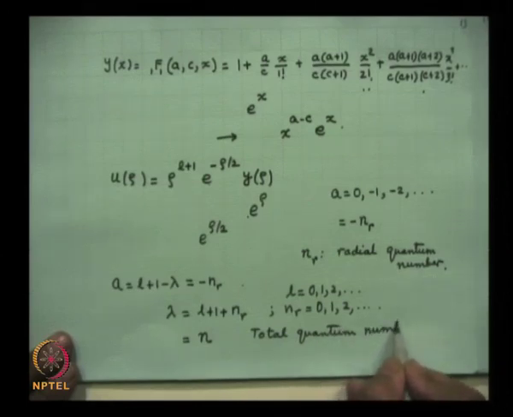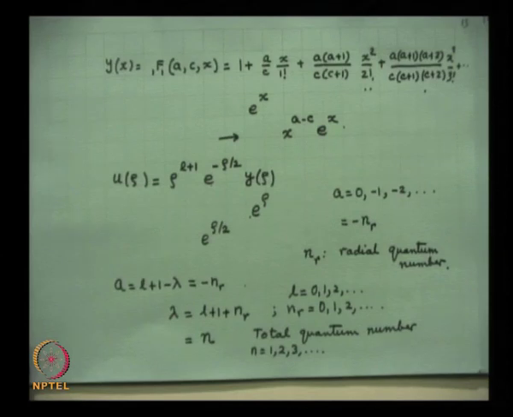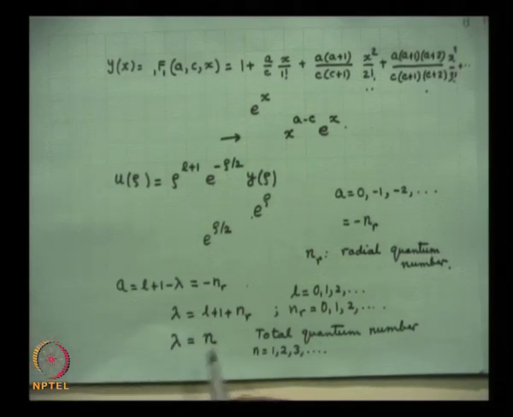And n can only take values 1, 2, 3, 4, etc. So, this is my total quantum number. So, we have proved that for the wave function to be well behaved, that is, for the wave function not to blow up at infinity, lambda must be equal to an integer.